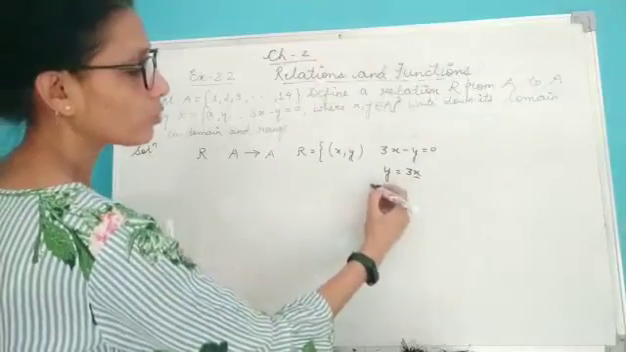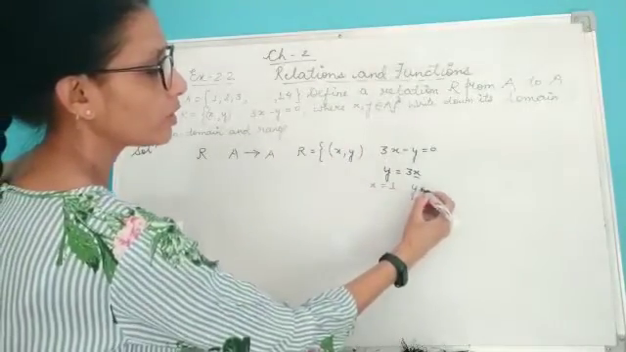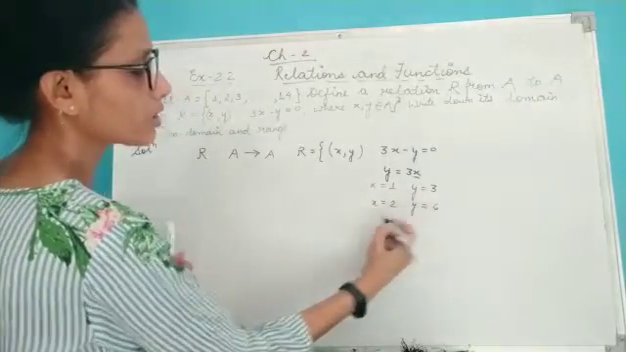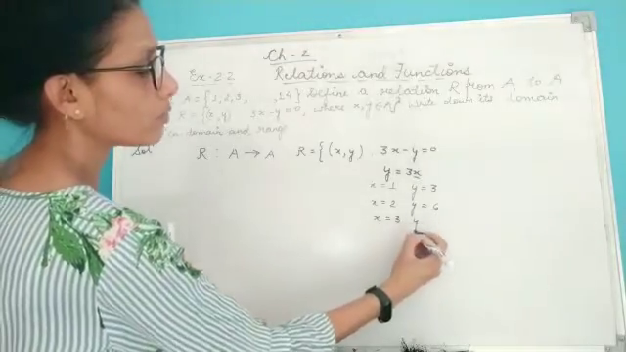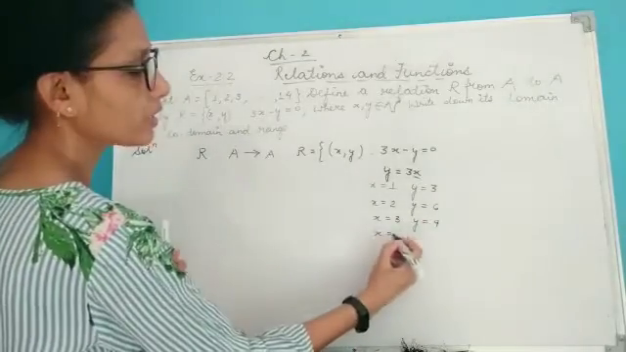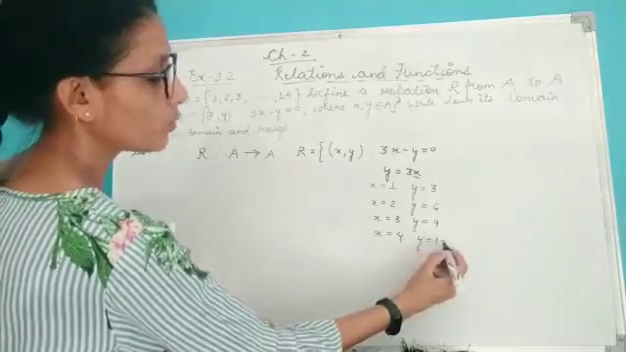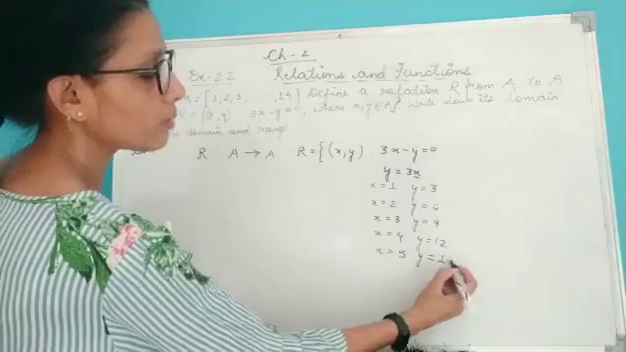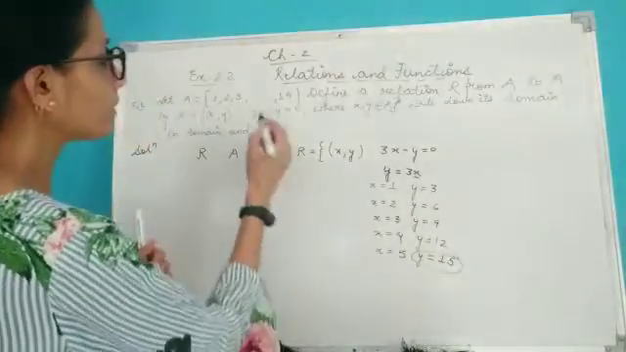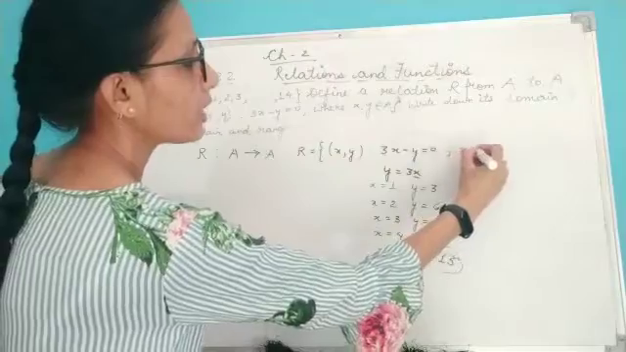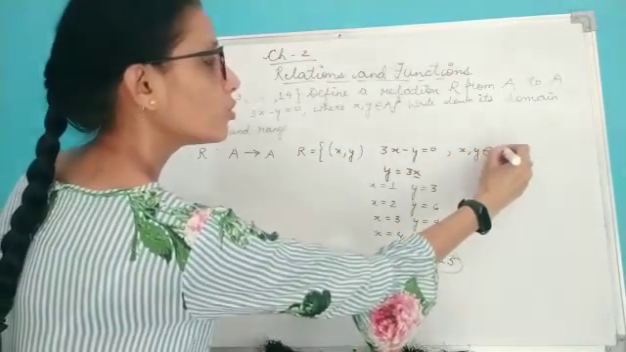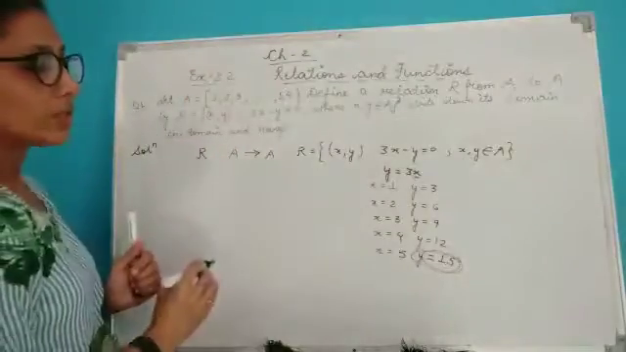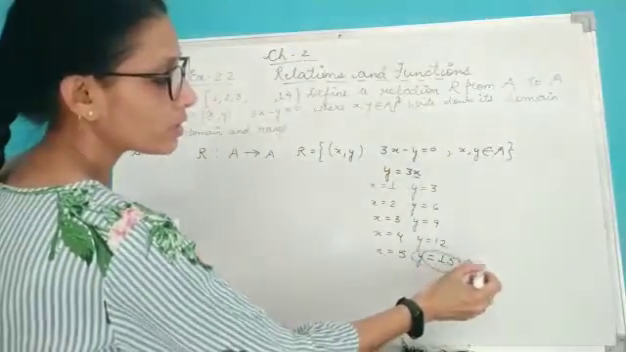If I take x equal to 1, then my y will be equal to 3. If I take x equal to 2, then my y will be 6. If I take x equal to 3, then my y will be 9. If I take x equal to 4, then my y will be 12. If I take x equal to 5, then my y is coming out to be 15. But here it is given in the question that x and y should belong to A only. But this 15 is not an element of A, that's why we cannot consider this value.